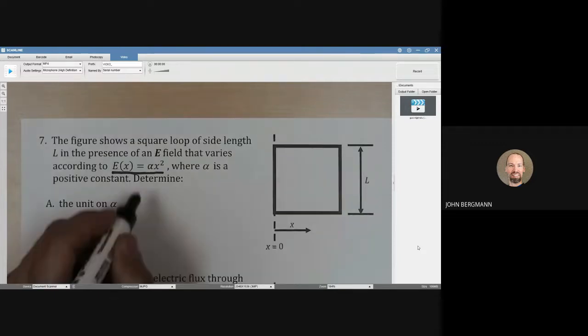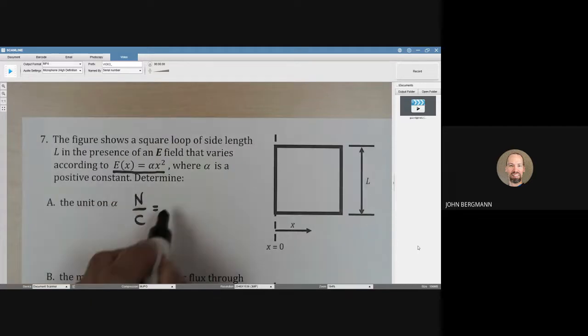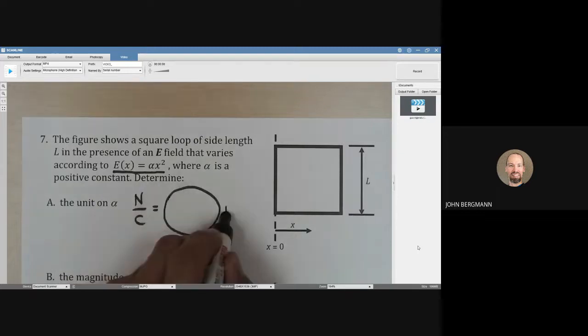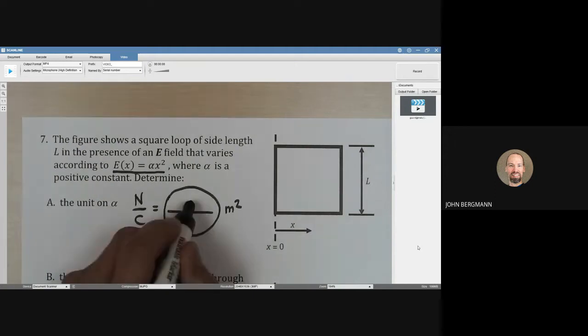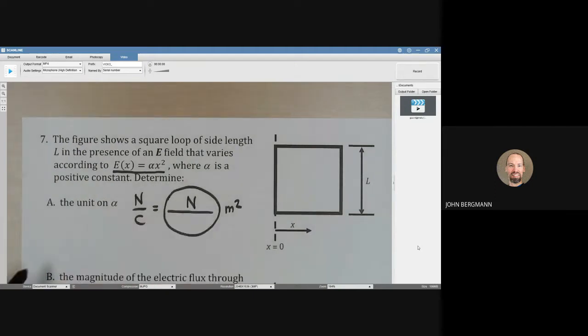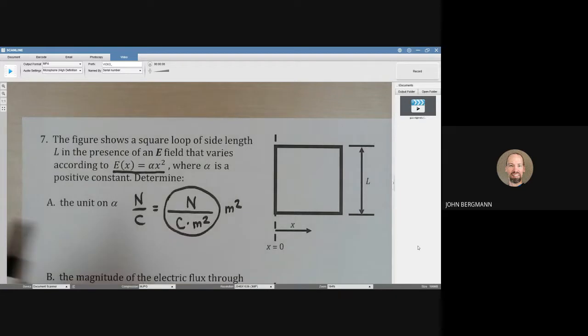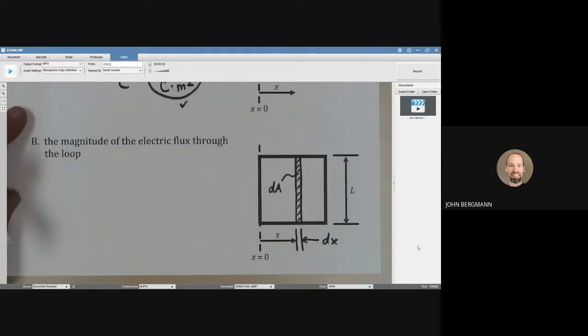We know that the unit for electric field is newtons per coulomb. That has to equal whatever the unit for alpha is multiplied by the unit for x squared, which is going to be meters squared. What would those units have to be? We would need newtons in the numerator, we would need coulombs in the denominator, and we would need meters squared in the denominator. Now, let's determine the magnitude of the electric flux.